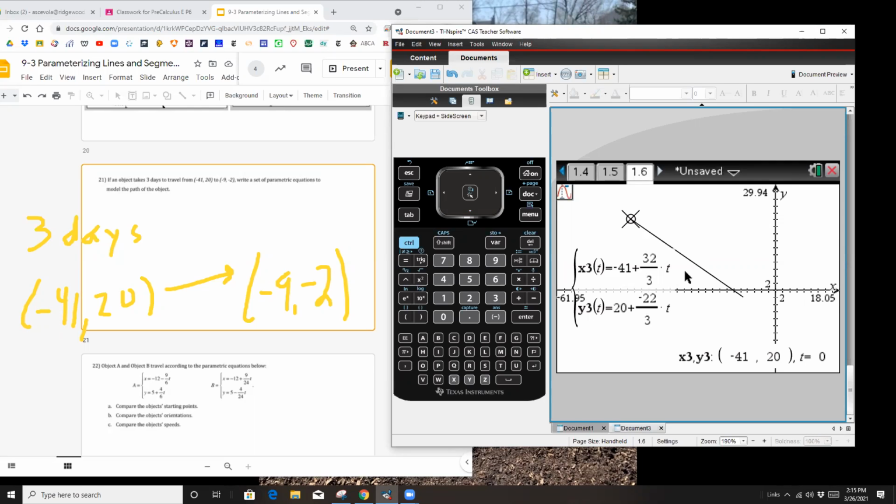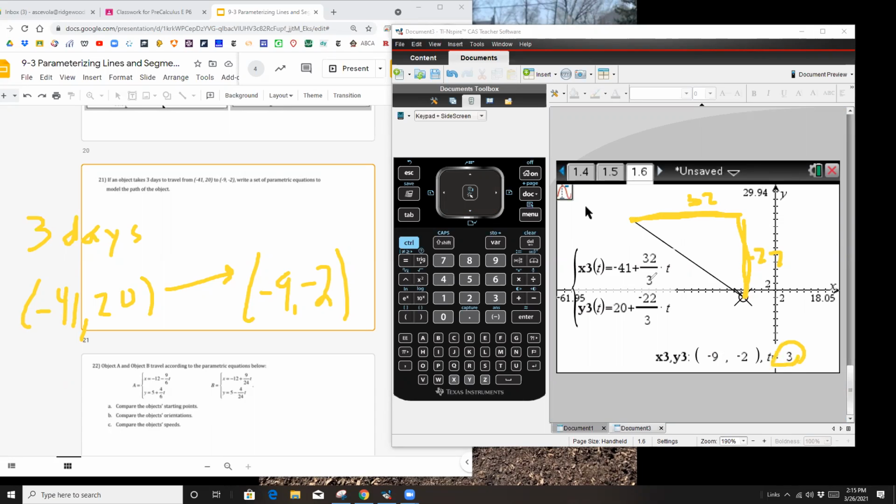And then the change in x to go from negative 41, 20 to negative 9, negative 2 is 32. So you move 32 over in the x direction from one point to the other, and you're going down 22. We only want it to move that much, 32 to the right and down 22, after 3 days. So that's why we put it over 3. When t is equal to 3, you plug in 3 for t, and that will cancel out and add the full change in x and full change in y. And since it's a line, the ratio of how many days to 3 days will be the percent of the line you've traveled.